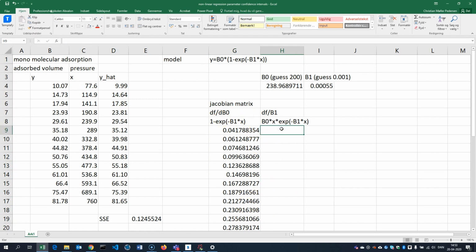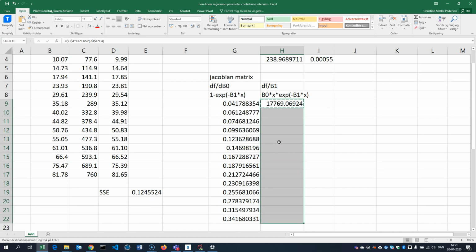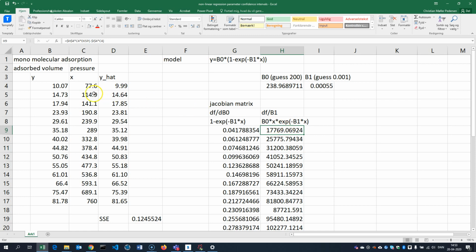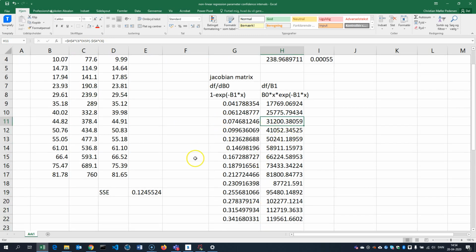Over here, the formula is different. It's beta naught, that number here, times x, the first x here, times the exponential of minus beta 1 times x. Again, I want to use the same numbers over and over, so I'll fix the cell reference here. Then I copy this cell all the way down. What happens when I copy is that I evaluate this derivative at x1, and here it's x2, you see the cell C5, x3, so that should be C6, and so on. So this is actually my Jacobian matrix.